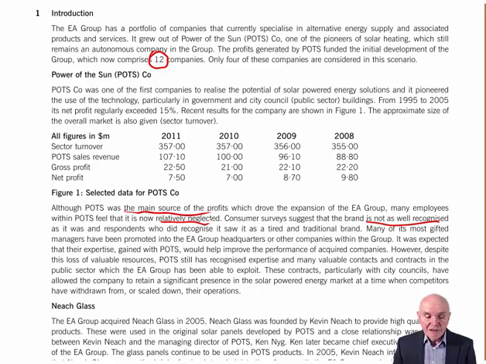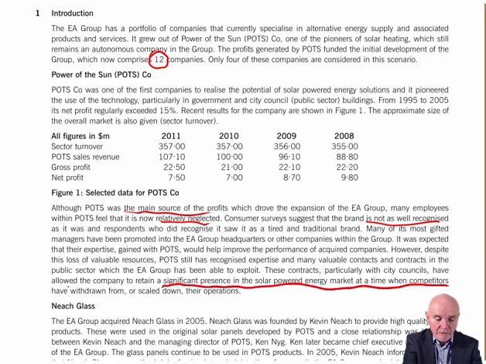Many of its most gifted managers have been promoted into the EA Group headquarters or other companies within the group. It is expected that their expertise gained with POTS would help improve the performance of acquired companies. However, despite the loss of valuable resources, POTS still has recognised expertise and many valuable contacts and contracts in the public sector. These contracts, particularly with city councils, have allowed the company to retain a significant presence in the solar-powered energy market at a time when competitors have withdrawn from or scaled back in their operations. So that's quite significant itself.